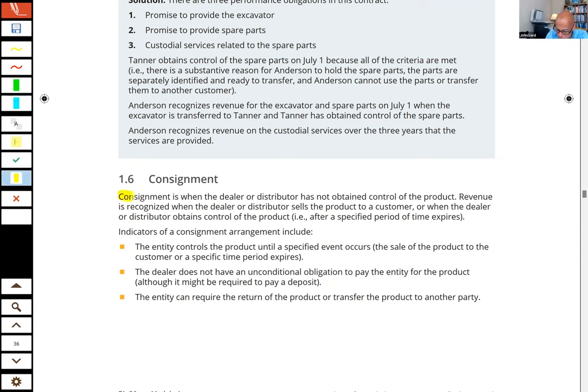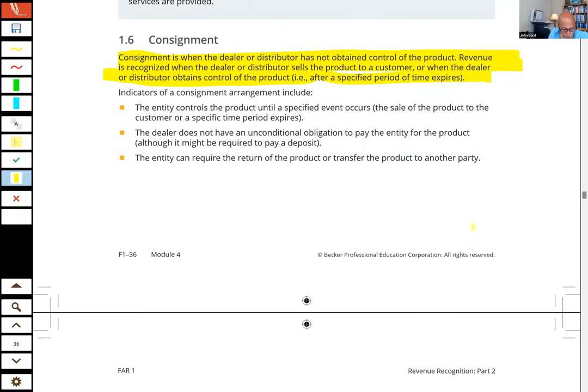Okay, so consignment: when the dealer or distributor has not obtained control of the product, revenue is recognized when the dealer or distributor sells the product to a customer, or when the dealer or distributor obtains control of the product. Or in other words, after a specific period of time has elapsed. So Barnes and Noble would not be recognizing any sale on that. You would recognize the sale when a third party purchases it, okay?